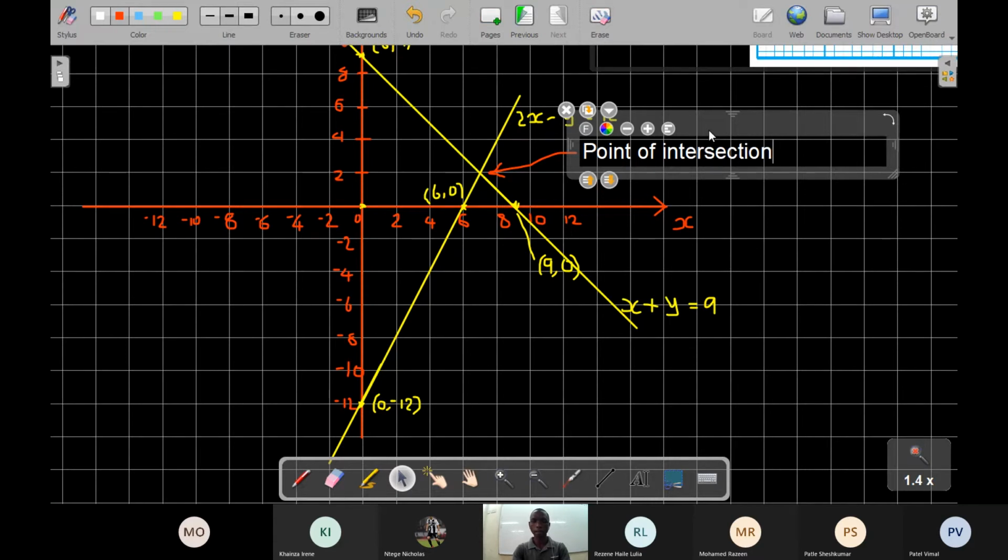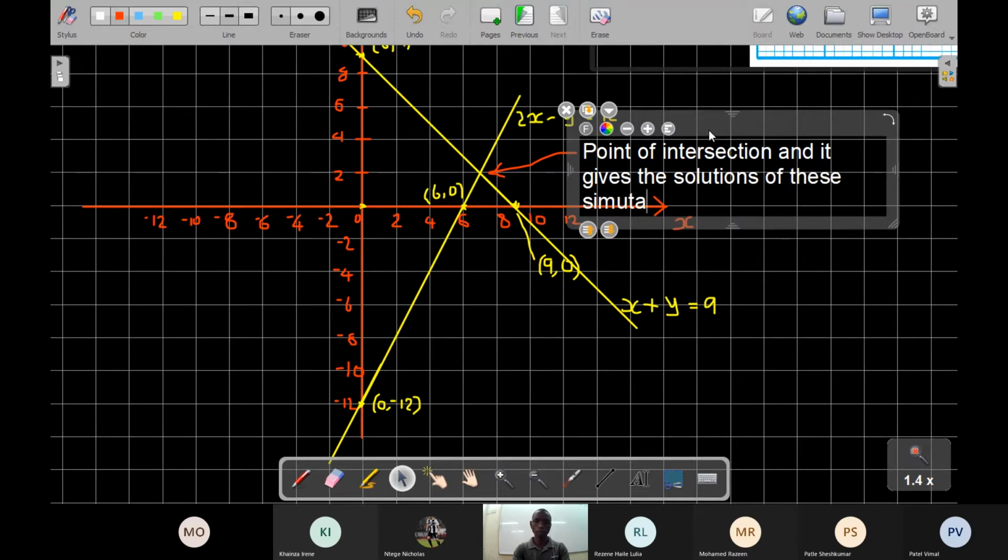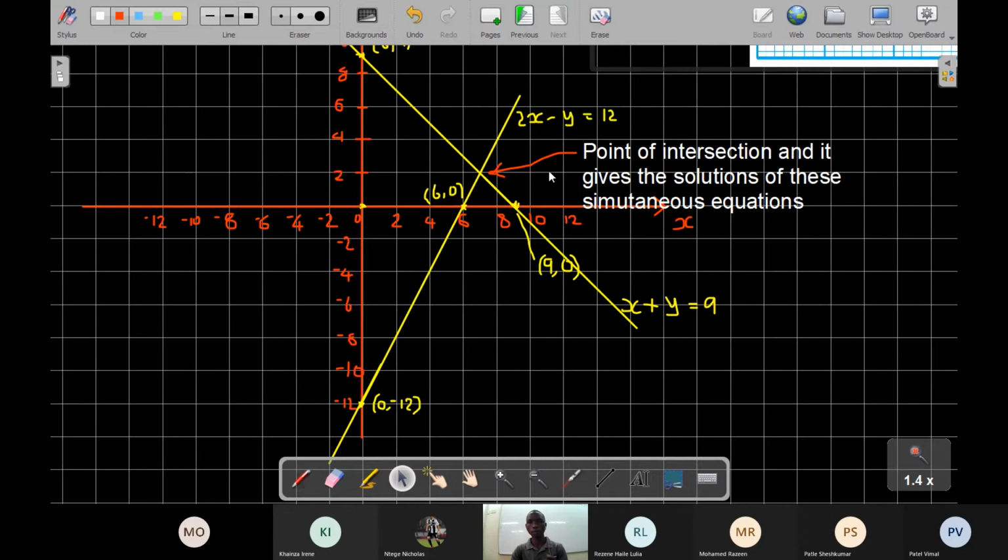And it gives the solutions of these simultaneous equations. So that point of intersection is going to give us the what? The solutions of the simultaneous equations.